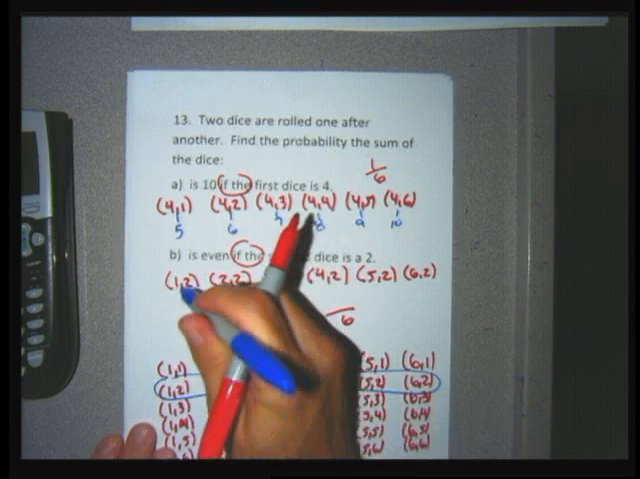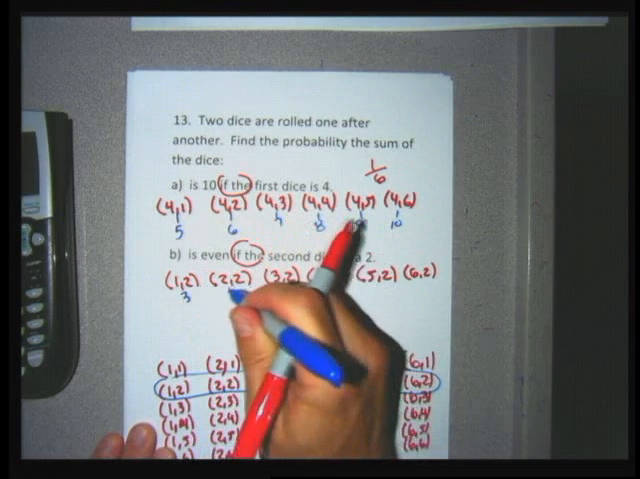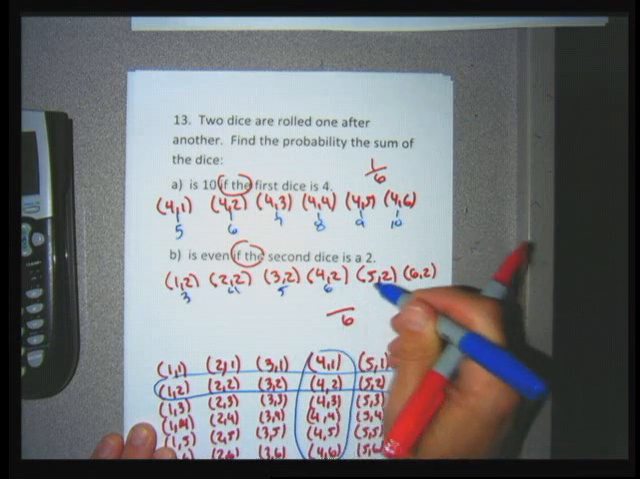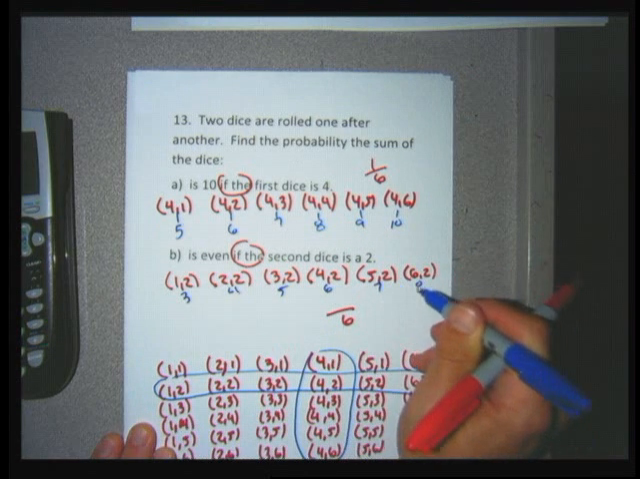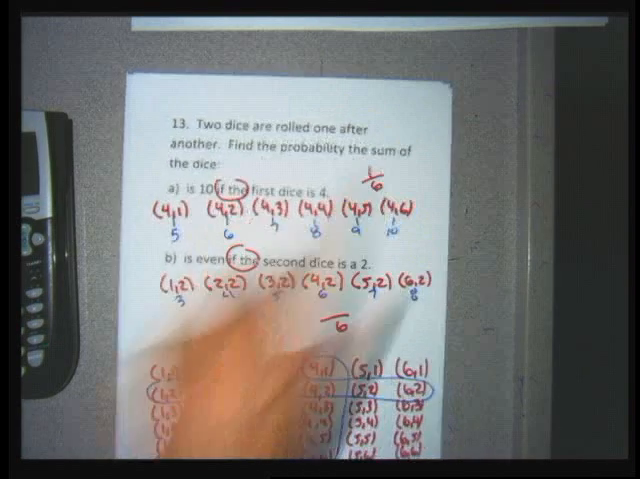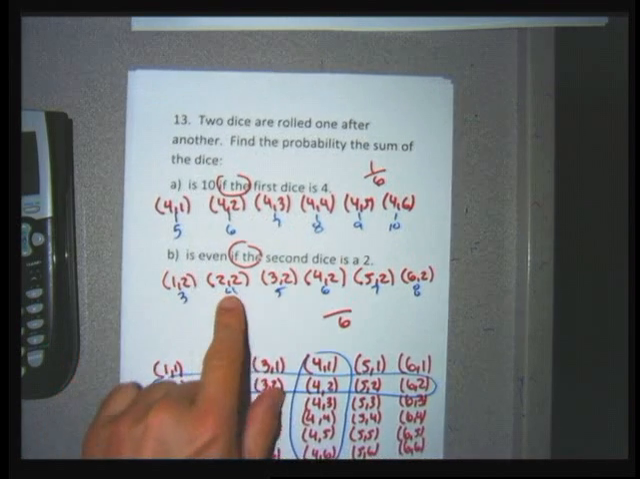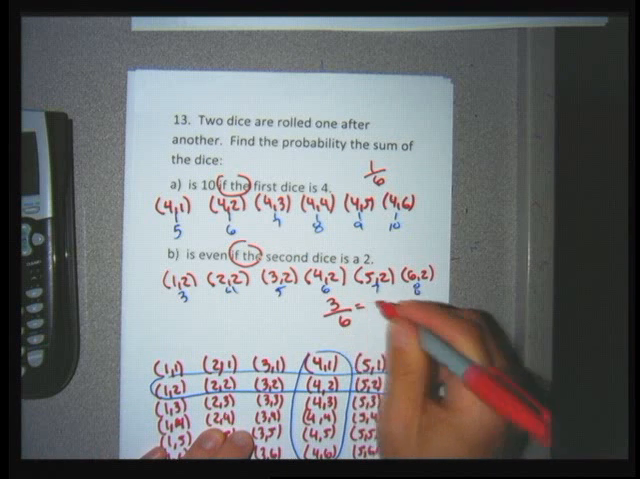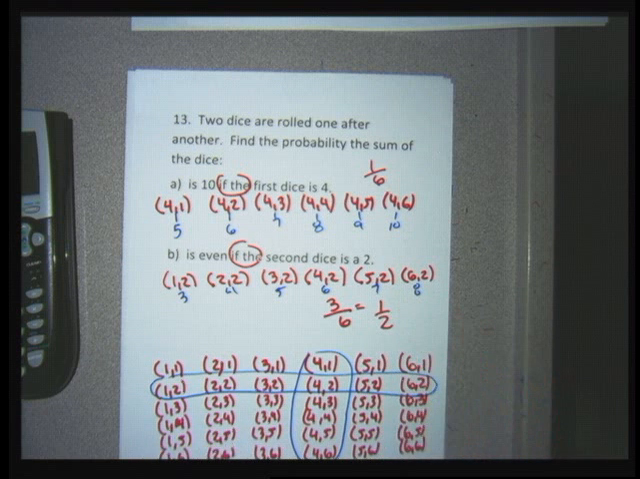Now let me sum these up. 1 and 2 is 3, 2 and 2 is 4, 3 and 2 is 5, 4 and 2 is 6, 5 and 2 is 7, 6 and 2 is 8. The numerator for this answer is the number of items in this portion of the sample space that fits the criteria. And the criteria is the sum of the dice is even. The 4, the 6, and the 8 are even numbers. So 3 of the 6 are even, and the answer to part B is going to be 1 in 2.